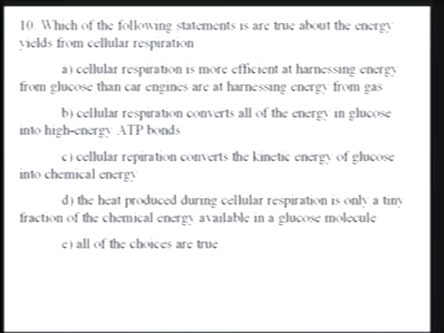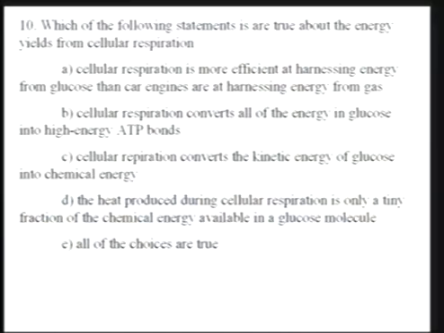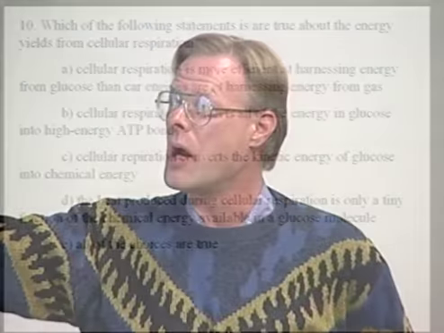All of these answers are incorrect except for A, but let's look at why they're incorrect. B says cellular respiration converts all the energy into high-energy ATP bonds. We know that these energy conversions are inefficient. You can't convert all of that energy because some of it's lost as heat. Right? Second law of thermodynamics tells us that. C converts kinetic energy of glucose into chemical energy.